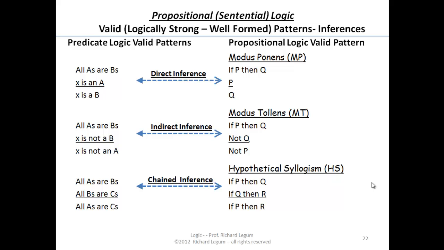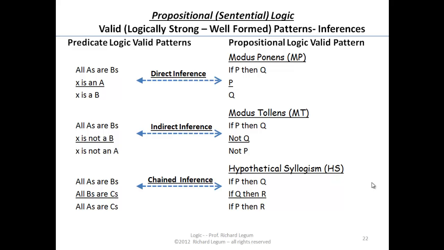And guys, the order is very important, because if we screw up the order and we flip around the second premise and the conclusion, we end up with invalid inferences. So be very, very careful. And the chained inference, all A's are B's, all B's are C's, therefore all A's are C's. So, all dogs are mammals, all mammals are animals, therefore all dogs are animals.